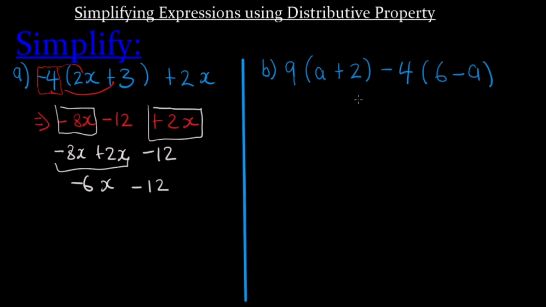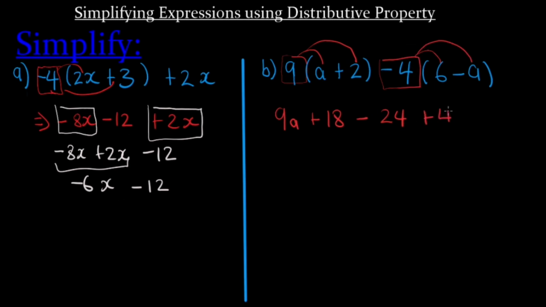For the second example, we realize that we have two brackets in the expression, so we need to expand these brackets. We're going to multiply the 9 by the a, so we have 9a, and the 9 by the 2 to give us positive 18. Then we're going to multiply the minus 4 by the positive 6. Negative on a positive will give us a negative 24. And the negative 4 times the negative a gives us positive 4a.